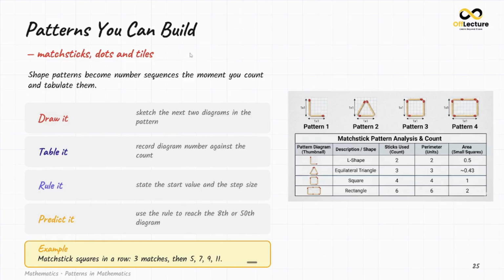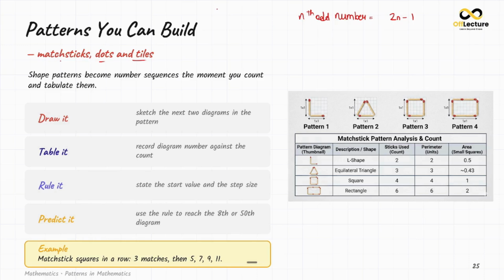So now we will understand formulas and building things, that is patterns you can build using matchsticks, dots, and tiles. There are some sequences that have ready-made formulas, and there are 4 sequences for which the formulas are worth knowing. The first is the nth odd number. The formula to calculate the nth odd number is 2n minus 1. So the 10th odd number: if we put 10 in place of n, 2 times 10 is 20, minus 1 is 19.